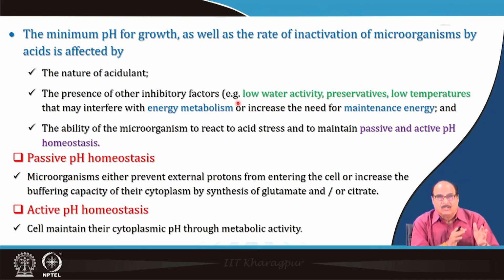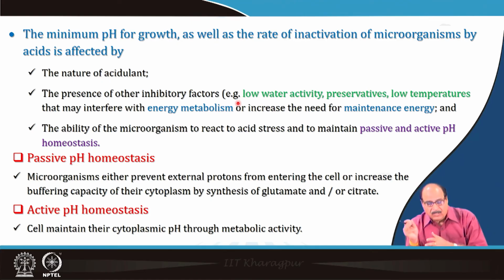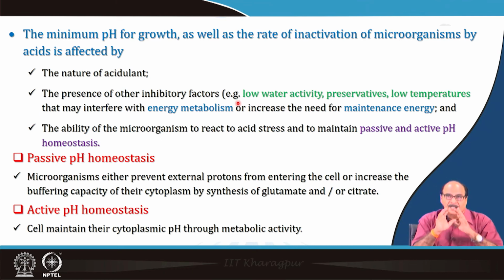So, what does passive pH homeostasis mean? Microorganisms either prevent external protons from entering the cell or increase the buffering capacity of their cytoplasm by synthesis of glutamate and/or citrates, etc. In active pH homeostasis, the cell maintains its cytoplasmic pH through metabolic activity. And mind you, as long as pH homeostasis is maintained inside the cell, the microbe will survive, but once homeostasis is disturbed, it will die.